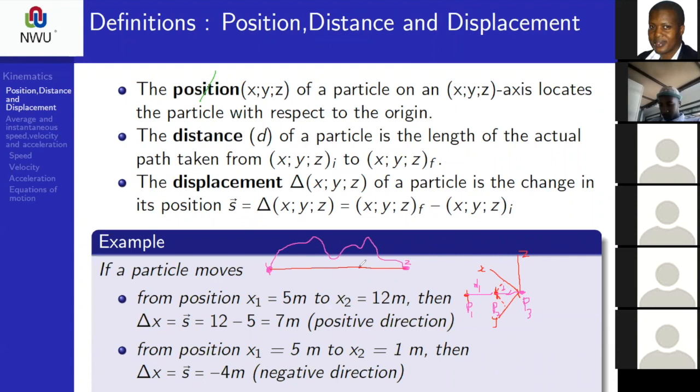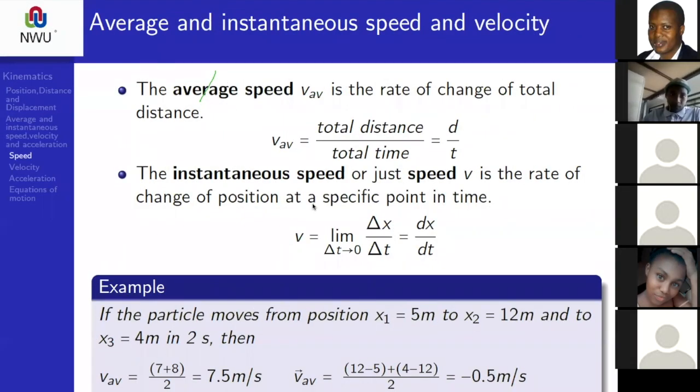So displacement is the shortest distance between 2 points. Distance is the actual path taken between 2 points. Are we together? Yes, sir. So then we get what you refer to as velocity and speed. First, let's talk about average speed, the total distance over the total time.